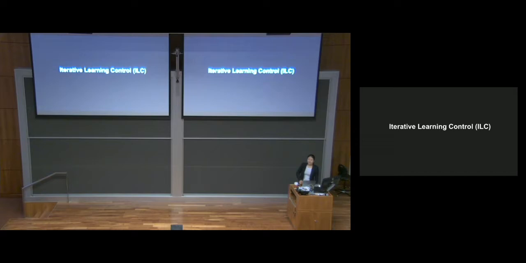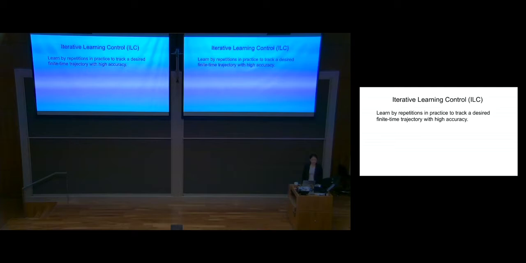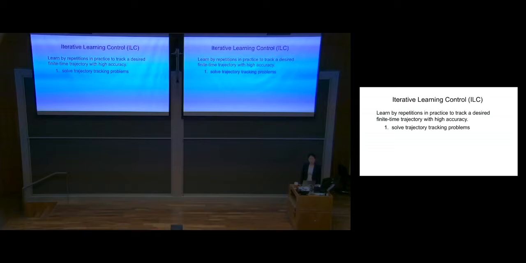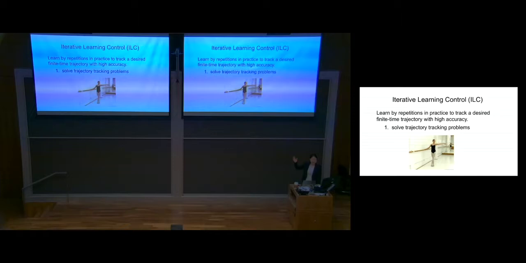What is iterative learning control? Iterative learning control learns by repetitions in practice to track a desired finite time trajectory with high accuracy. There are four key points here. First, ILC solves trajectory tracking problems. That means this desired trajectory is given at the beginning, is predefined, just like those basic movements in dance.